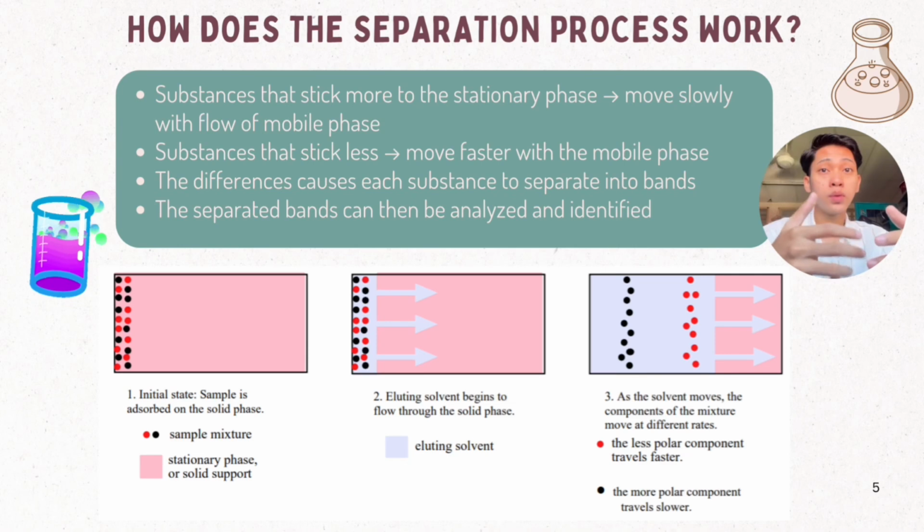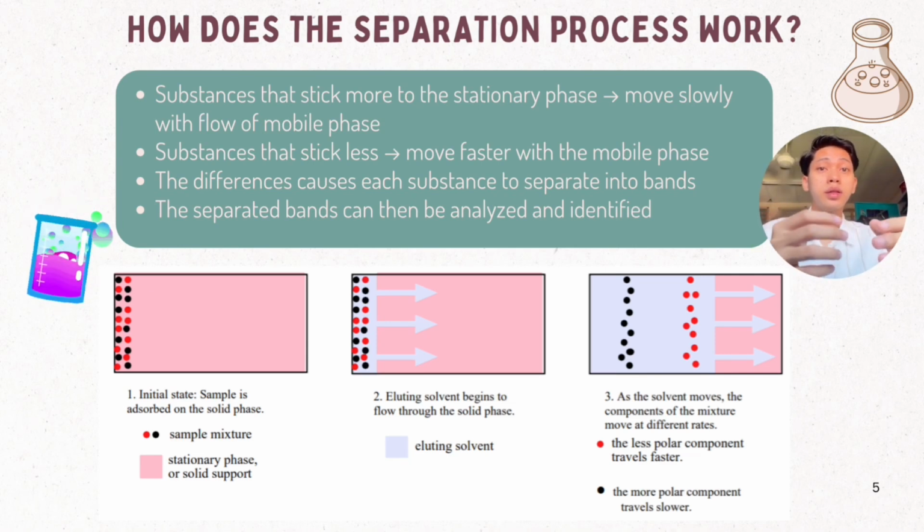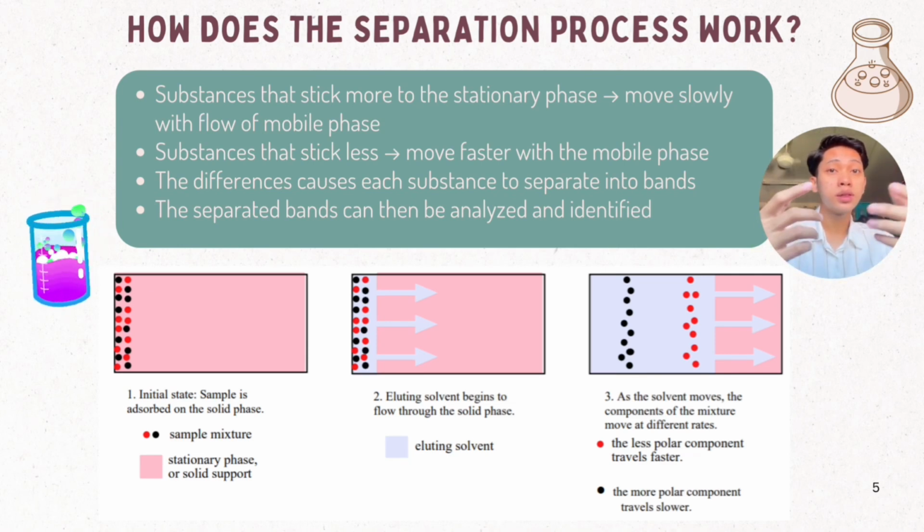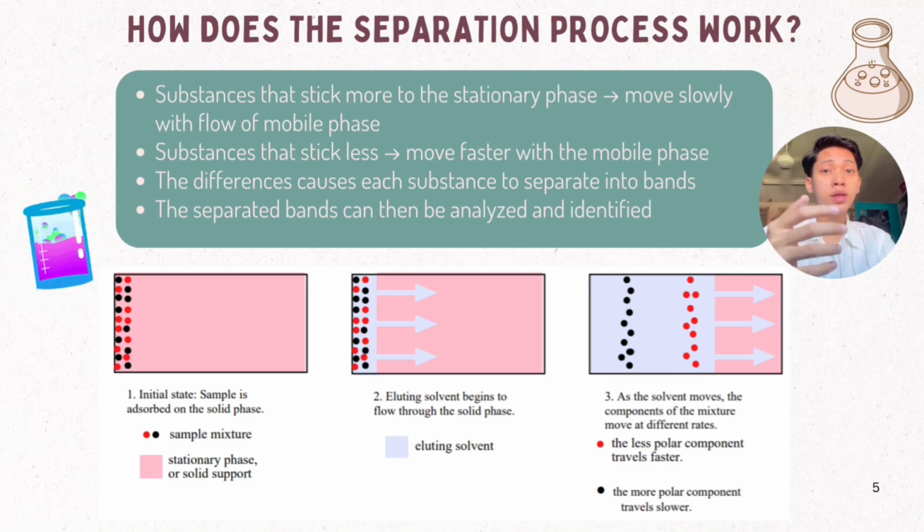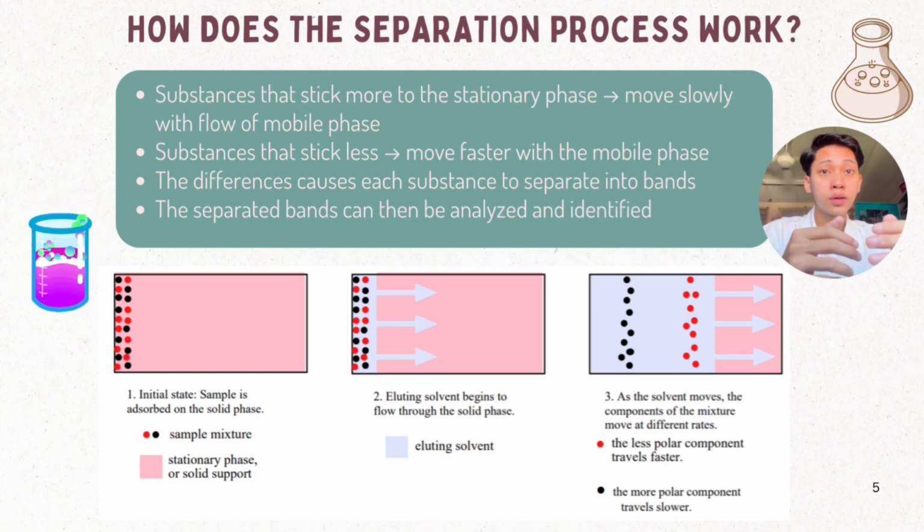As an example below, the first one is the initial state. The sample is adsorbed on the solid phase, where the black and orange is the sample mixture, and the pink is the stationary phase.